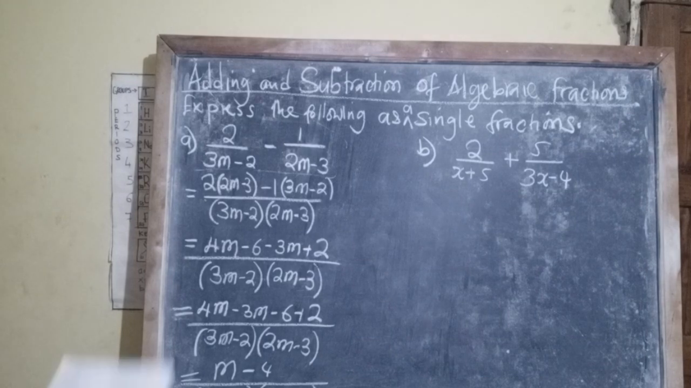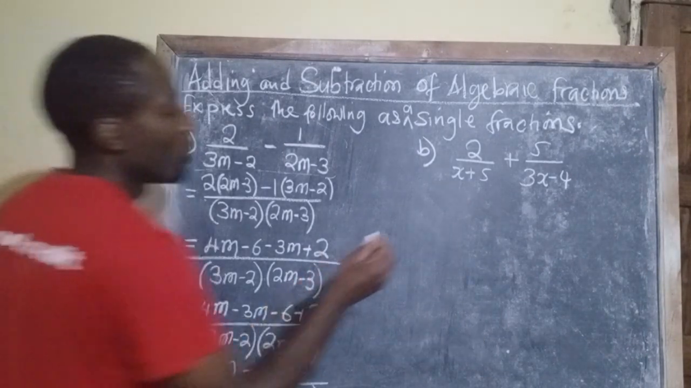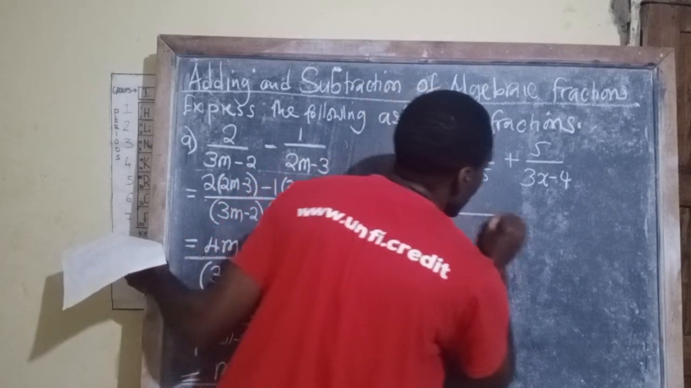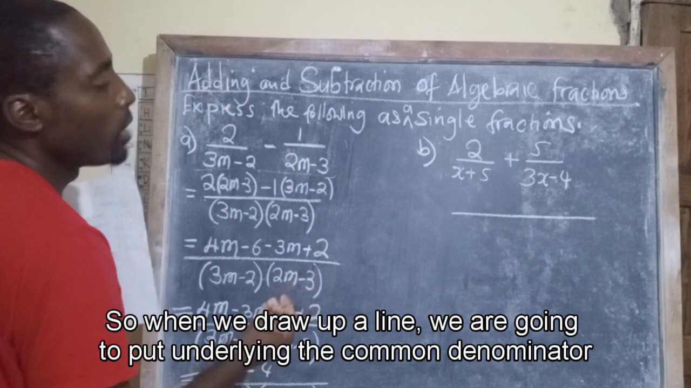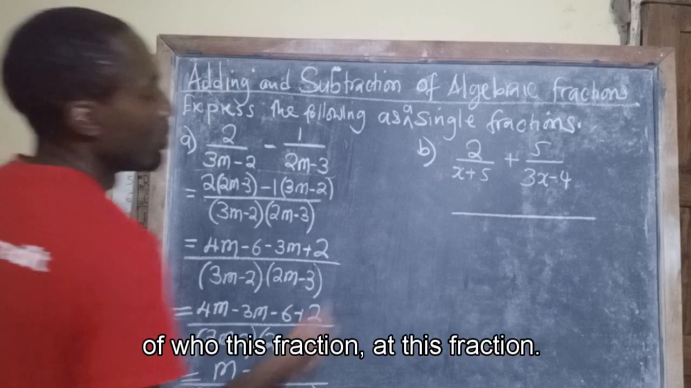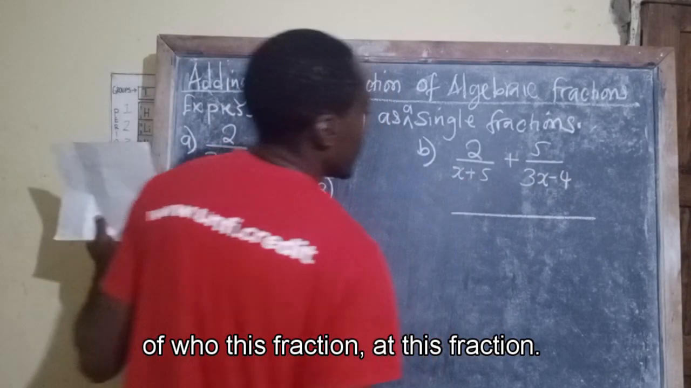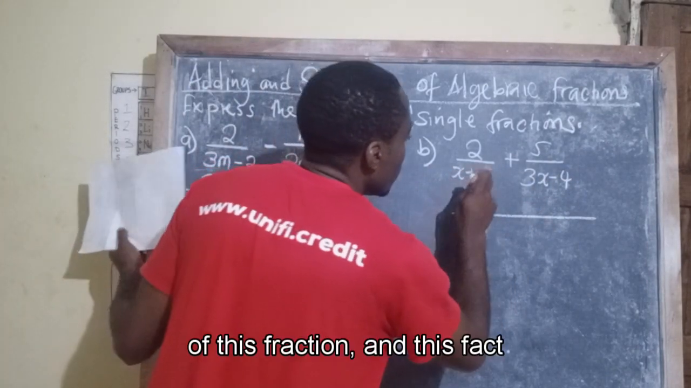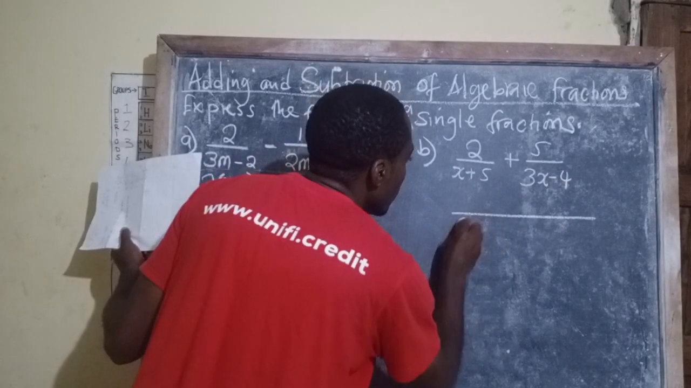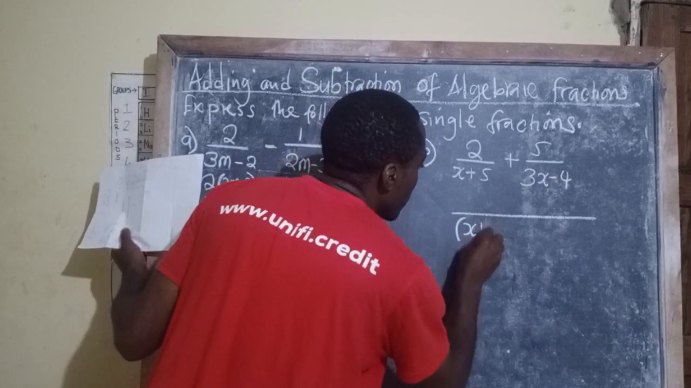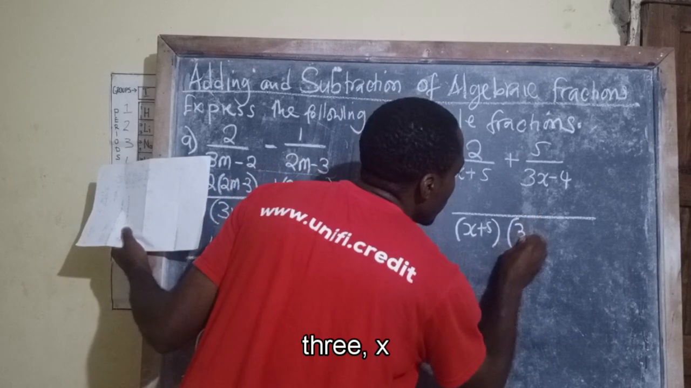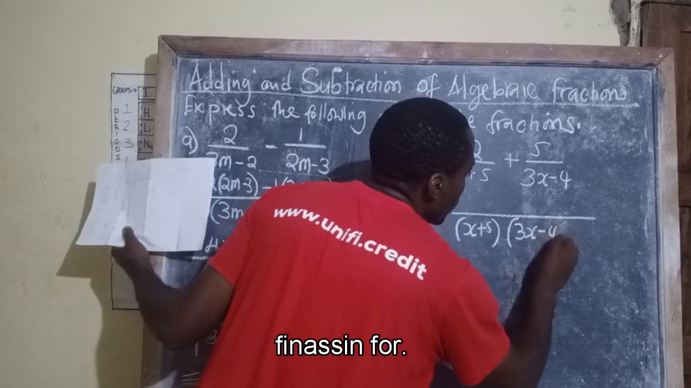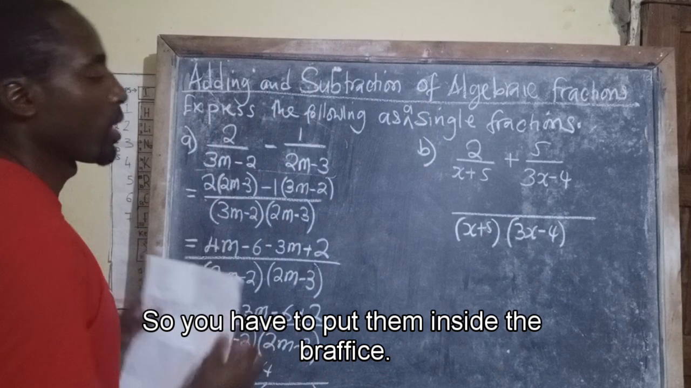With addition, we also do the same. Okay, so what is the first step? We are going to draw a line. So when we draw up a line, we are going to put under the line the common denominator of this fraction and this fraction. So the common denominator of this fraction and this fraction is going to be x plus 5 and 3x minus 4. So you have to put them inside the brackets.